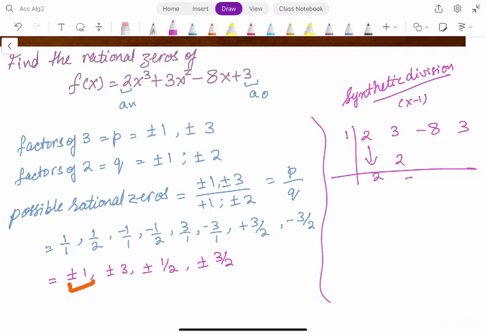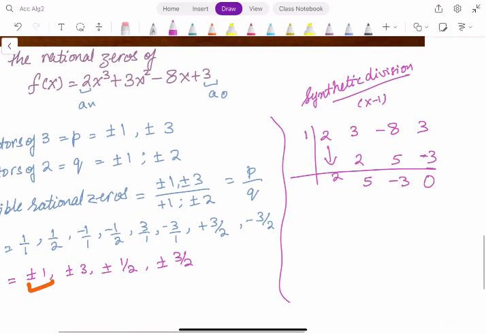Bring the first one down, and then diagonal multiplication, vertical addition. And after that, the last term is 0. And when the last term is 0, it implies that 1 is a factor. So x minus 1 is a factor of the polynomial. I can write the leftover, that is 2, 5, and negative 3.